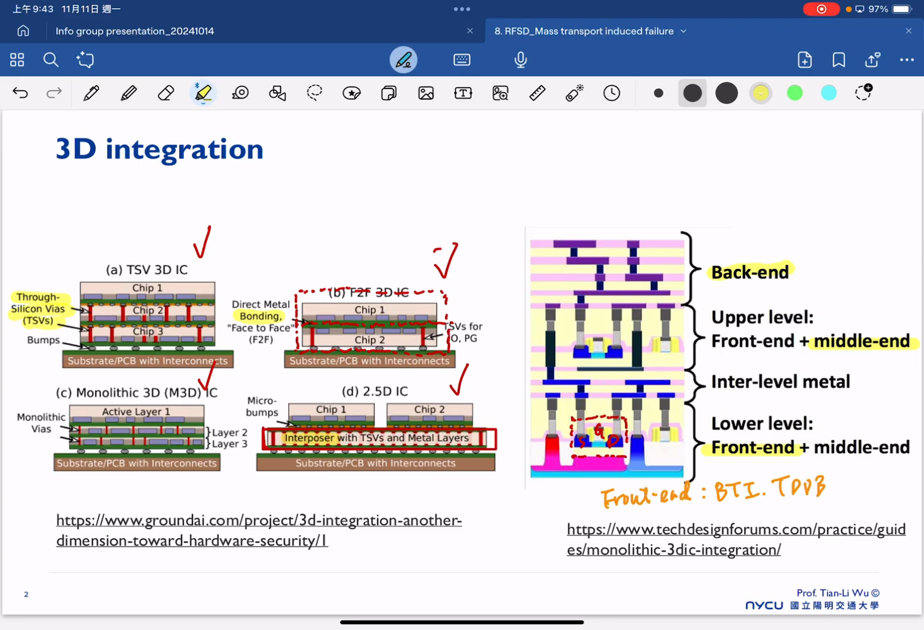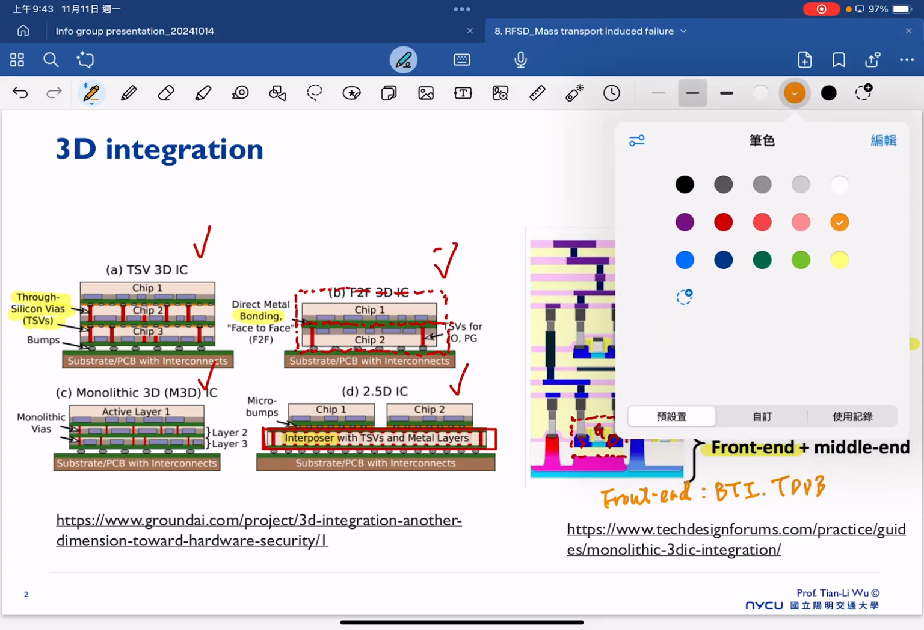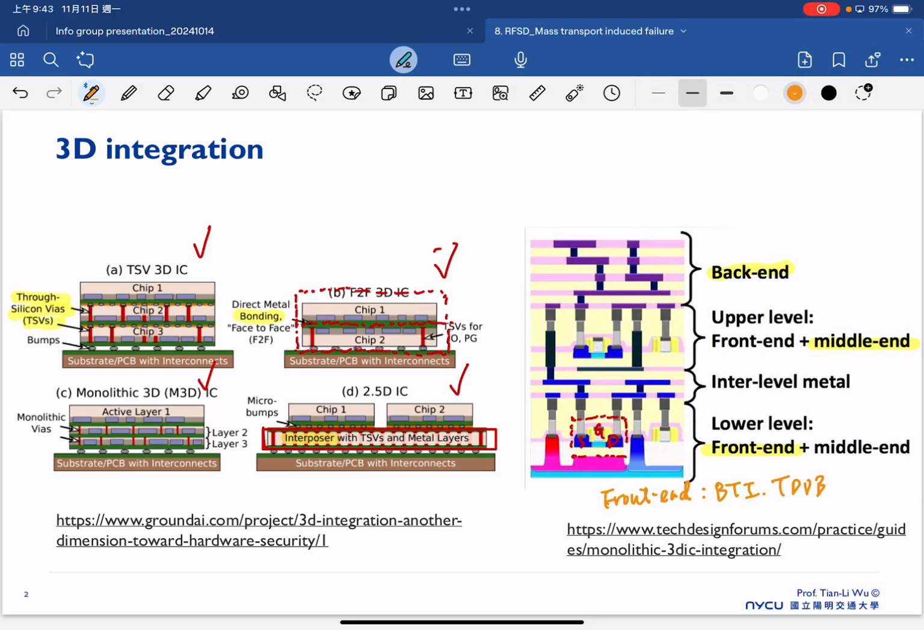And also, of course, in this schematic, the middle end is also considered as another transistor here. Now to connect transistor to transistor, we must have this vertical interconnection line between each other. That's what we call a TSV.